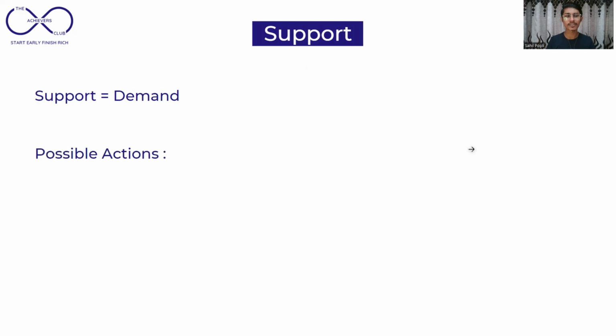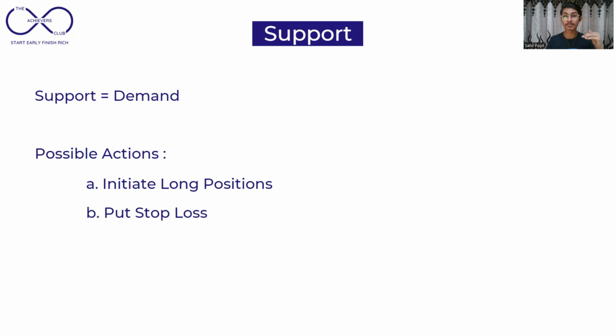And at that point of time, we can do three possible sets of action. At the support area, once we get the bullish confirmation, we can initiate long positions. The second thing is to put a stop loss below that support area, based on which we can enter low risk, high reward trades. And the third thing is to square off all the short positions, the positions which we shorted at the resistance mark, at the support area. So these are the three possible sets of actions when it comes to the support area.